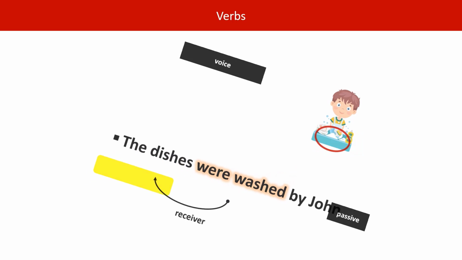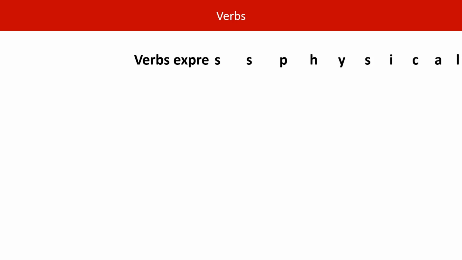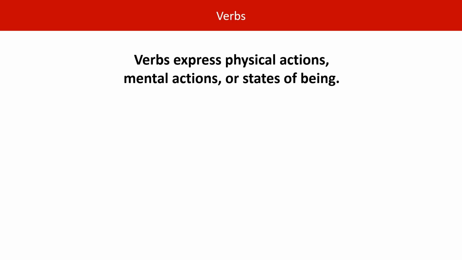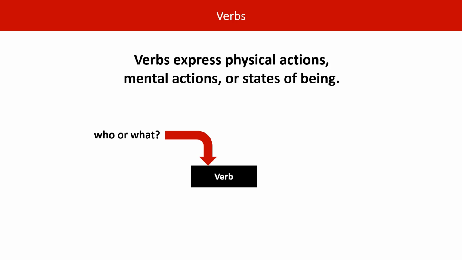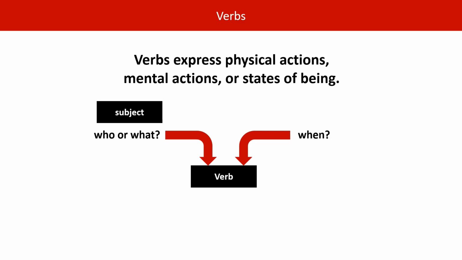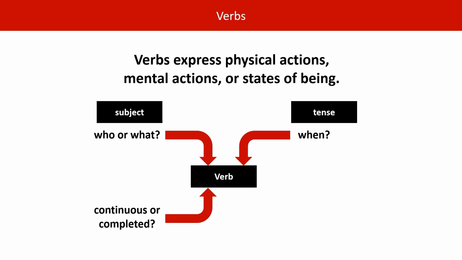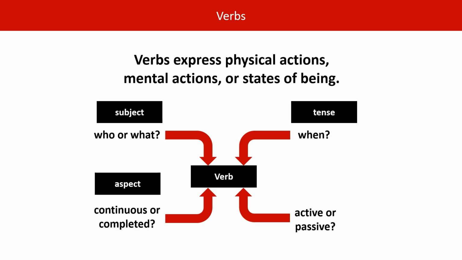Okay, there was a lot of terminology there, and I want to leave you with this slide. Verbs express physical actions, mental actions, or states of being. And before you can choose your verb, you need to know who or what is carrying out the action. That's called the subject. You need to know when the action occurs. That'll give you the tense. You need to know whether that action is continuous or completed, and that'll give you the aspect. You need to know whether your sentence is active or passive, and that will give you the voice of your sentence and determine the sentence structure.